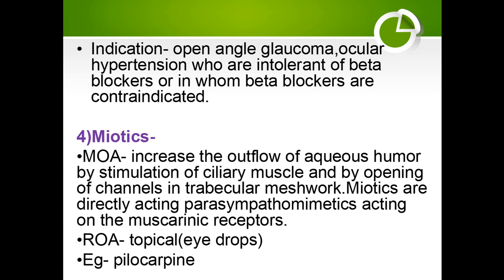So these are indicated in case of open angle glaucoma, ocular hypertension who are intolerant of beta blockers or in whom beta blockers are contraindicated. The fourth choice is miotics. Mechanism of action of miotics: they increase the outflow of aqueous humor by stimulation of ciliary muscle and by opening of channels in trabecular meshwork. Miotics are directly acting parasympathomimetics acting on the muscarinic receptors. Route of administration is topical, eye drops. Example is pilocarpine.